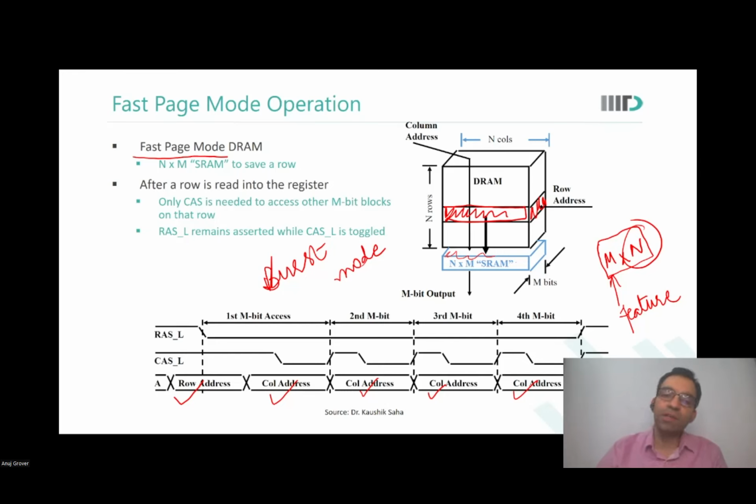So what has happened? Even though my RCD, everything was very high, my finally peak bandwidth or peak access rate is dependent on TCAS only. And this is much faster than if I would say that my access time is TRAC. So the first bit access is TRAC. The subsequent ones are TCAS.